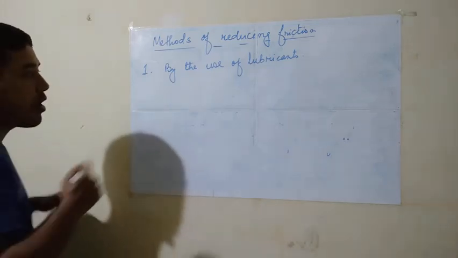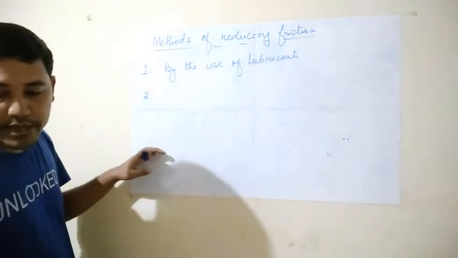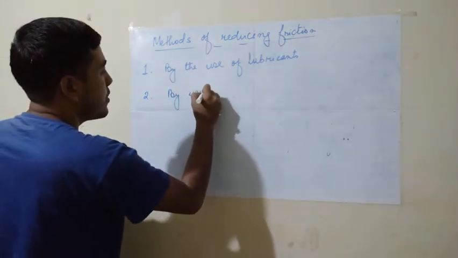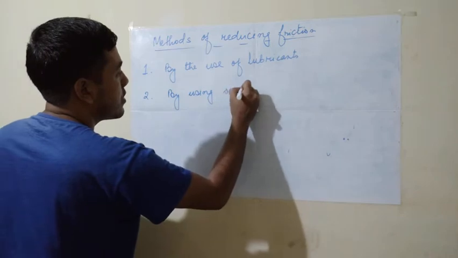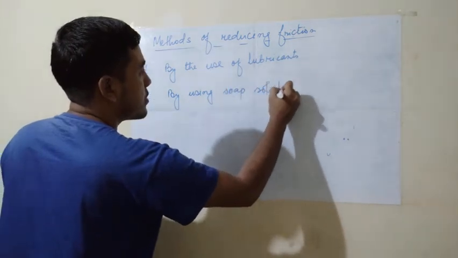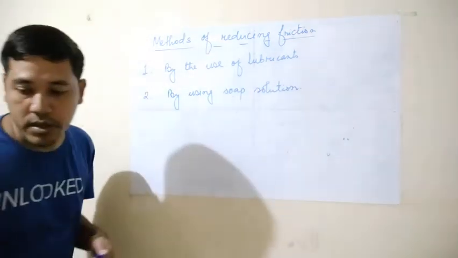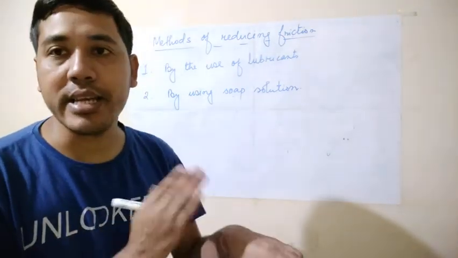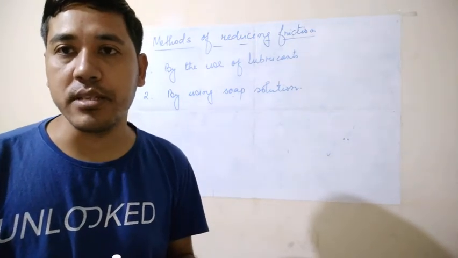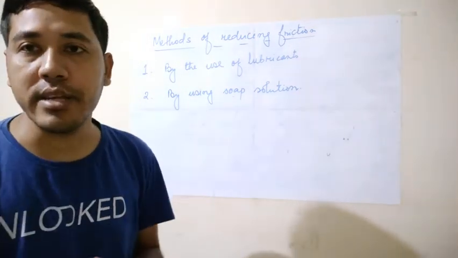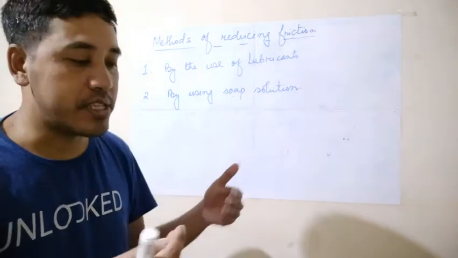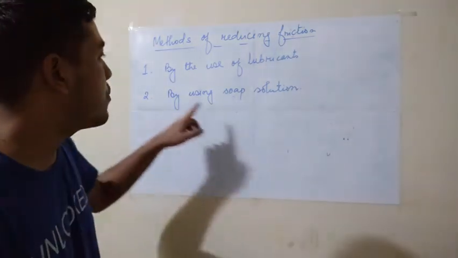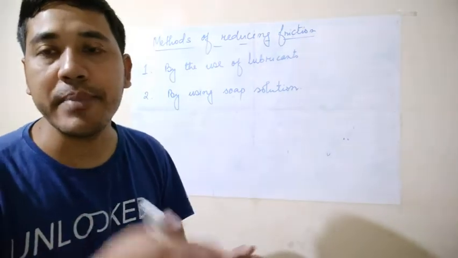Next, by using soap solution. While cutting any kind of metallic objects, we use soap solution. Because of the soap solution, the friction produced by the metallic object is reduced. That's why we use soap solution while cutting metallic objects.